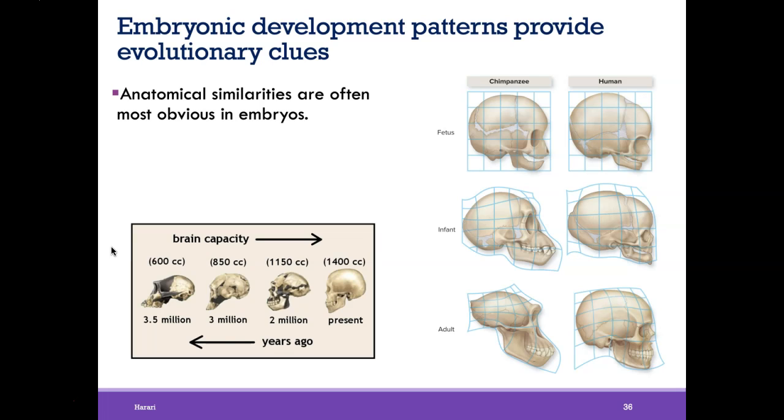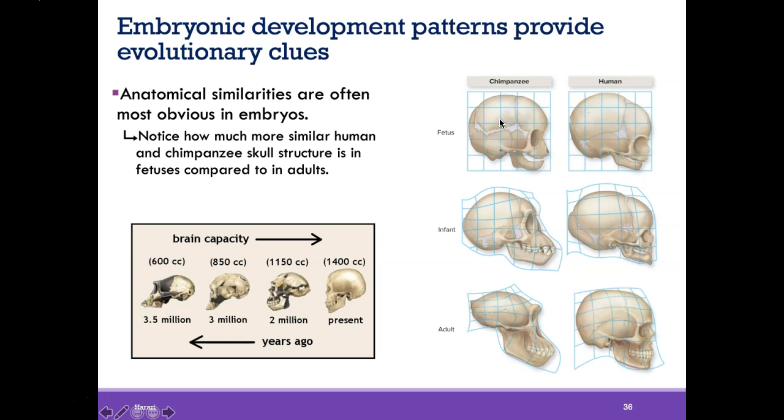We can also look at embryonic development patterns to provide more information about our evolutionary past. Anatomical similarities are often most obvious in embryos, because all these embryos share similar developmental processes. And we can look at these two structures. These are two skulls of a chimpanzee fetus compared to a human fetus. So as embryos, these two skulls look very, very similar.